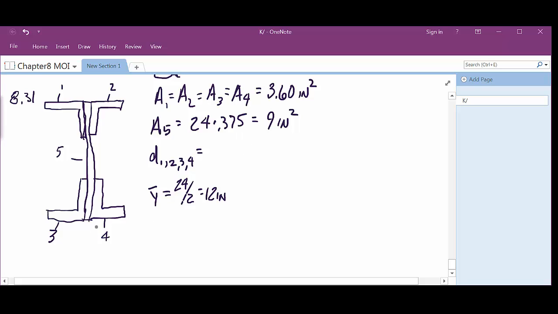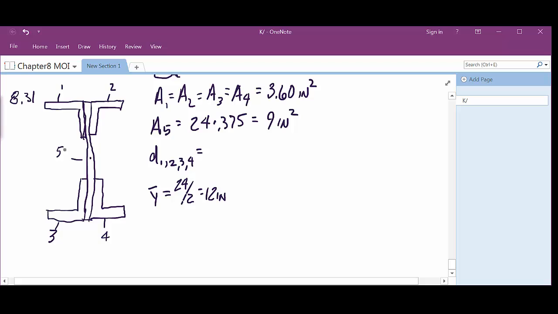Okay. Let's see. So then D1, 2, 3, and 4. My center of gravity is right there, isn't it? How do I know that? I know that because this thing's symmetrical. I could get the center of gravity of this piece and that piece and do all those calculations, but it's symmetrical, so I really know that that is 12 inches.